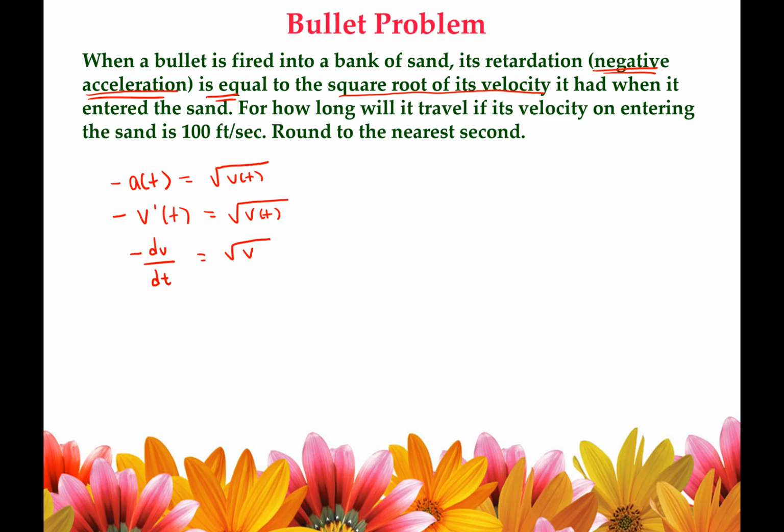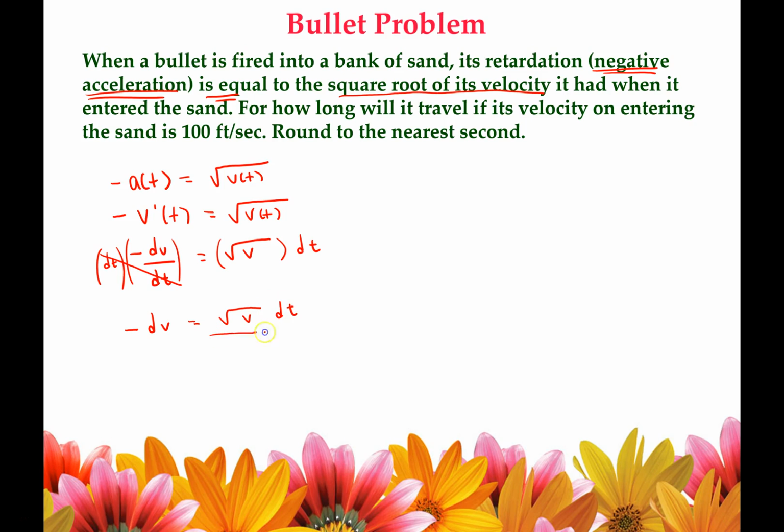Next, we're going to solve this as a separable differential equation. I'm going to start by multiplying by dt on this side and on this side. Here my dt's cancel, and I'm left with a negative dv is equal to the square root of v dt.